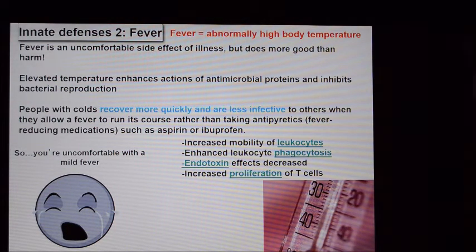Now, that being said, if your kid's sick and your kid's got a fever and feels terrible, you do you, man. You do you. I'm just saying, mild fever is not the worst thing on the planet.